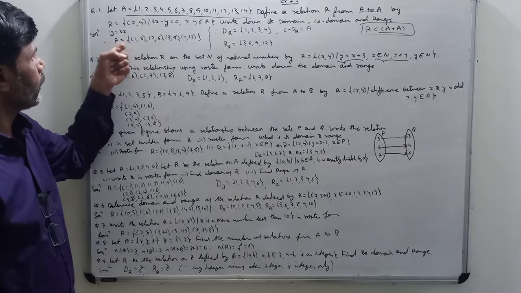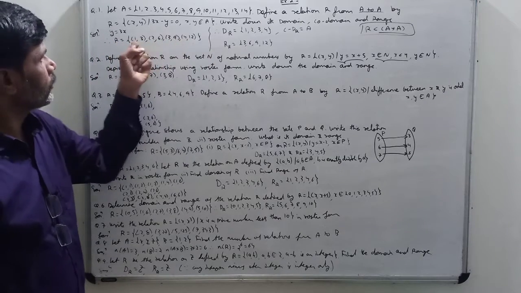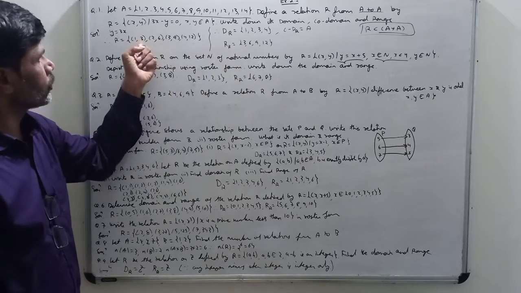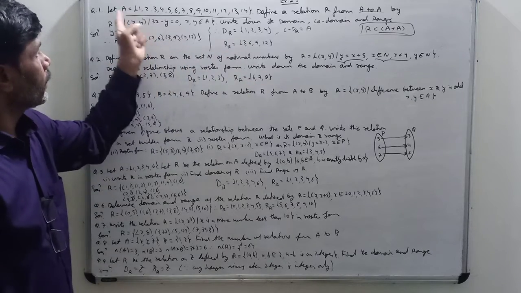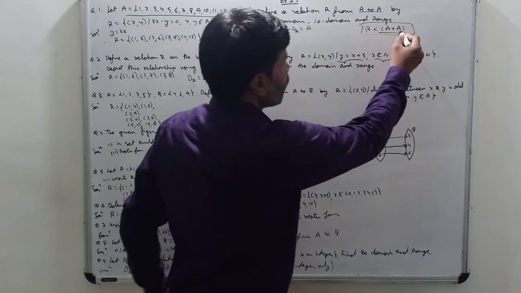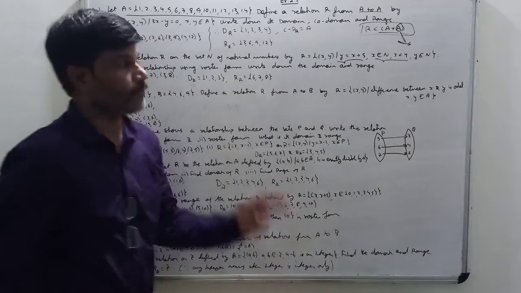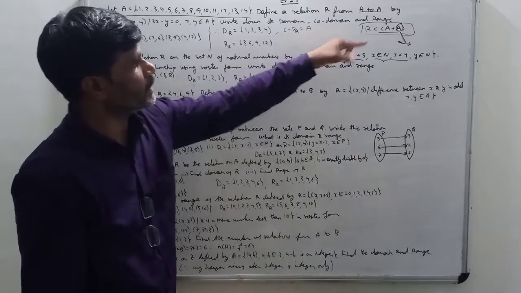Now here what is the domain? First elements are considered as domain. So 1, 2, 3, 4. Second elements are considered as its range. So 3, 6, 9, 12. And the set itself, the second component, A cross A, this is called the codomain of the relation. So codomain of the relation is A.